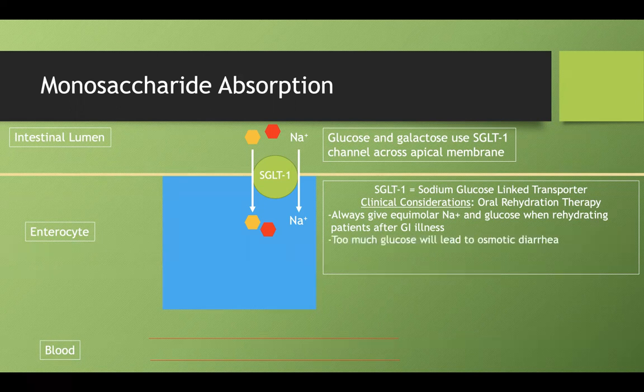The reason being, if you give them too much glucose, then you're going to have too much glucose left over in the lumen because you need a good balance of sodium and glucose to enter the cell, and you're going to end up getting an osmotic diarrhea.